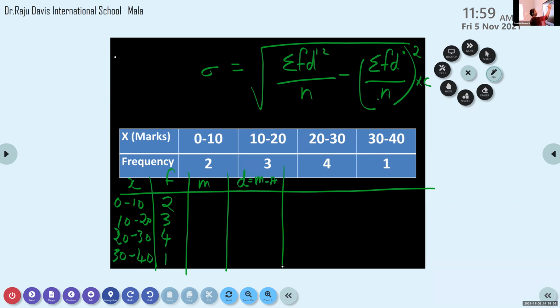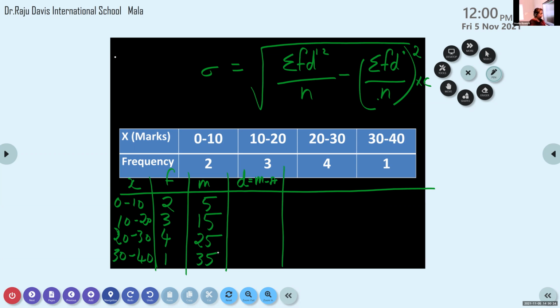Okay, so first you have to get M. What is M for all these? 0 to 10, M is the mid value. For the first one it is? 5. Okay. Second one? 15. Third one? 25. And fourth one? 35. Okay.